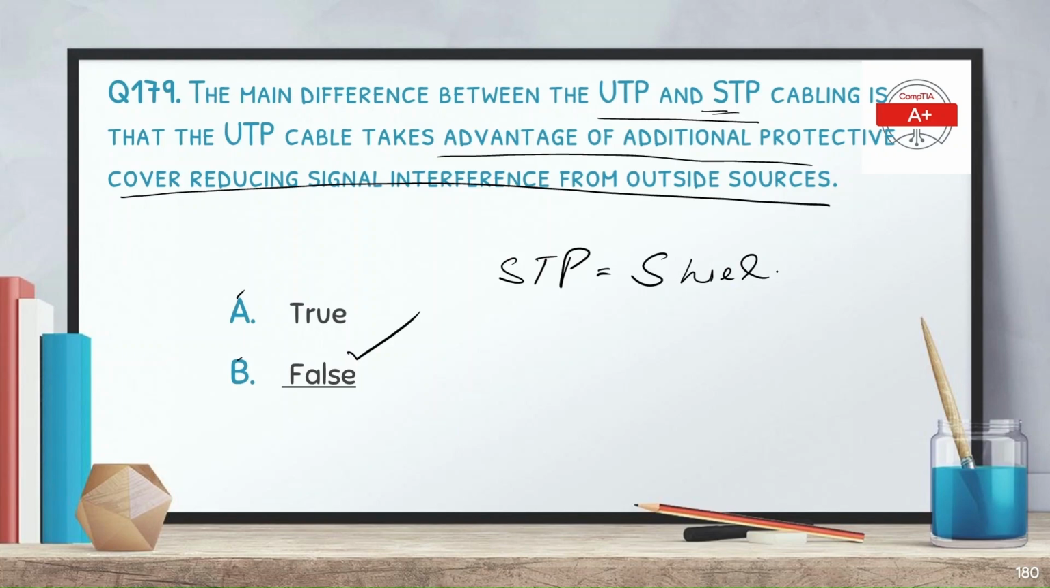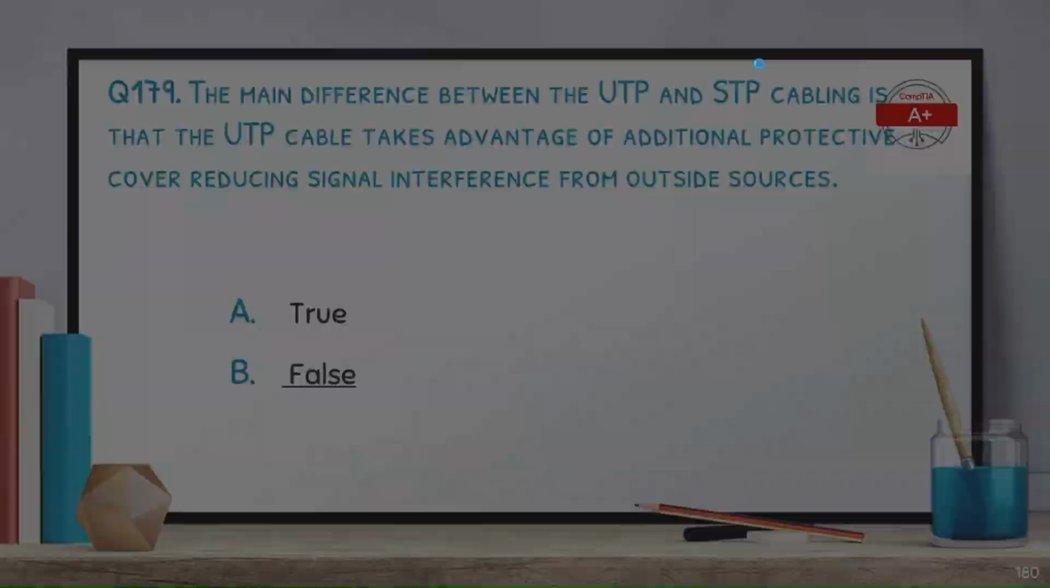It is known as shielded twisted pair because it has an extra protective layer, while the UTP is unshielded twisted pair. So this statement is false because the UTP has no advantage of additional protective cover, because this advantage is for the STP, which has a shielded additional covering.